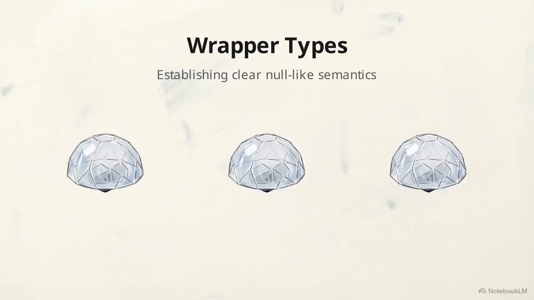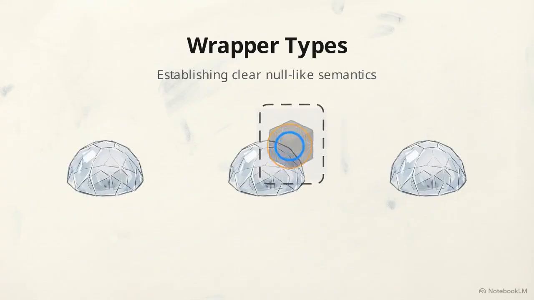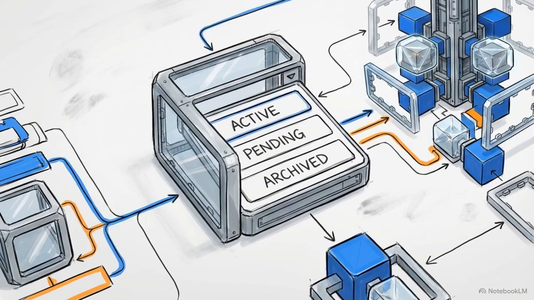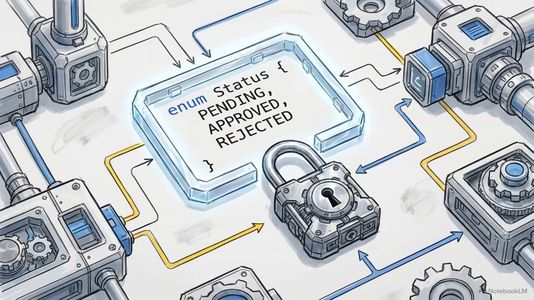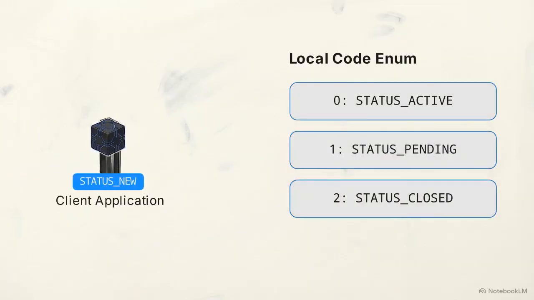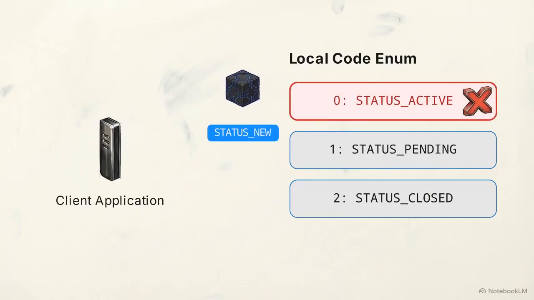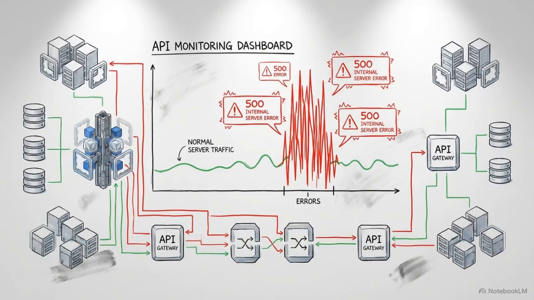To resolve this ambiguity, we require wrapper types. By encapsulating our primitives in explicit wrappers, we establish clear null-like semantics. The system can now preserve a missing value without defaulting. For fields requiring a fixed set of allowed values, like statuses or categories, we use enums. These enforce compile time correctness, but they must be restricted to small, highly stable value sets. Every enum definition must include an unspecified 0 value as the first option. Without an unspecified default, a client reading an unrecognized new enum value will incorrectly default to the first defined item on the list. That produces an invalid state and breaks backward compatibility the moment your schema evolves.